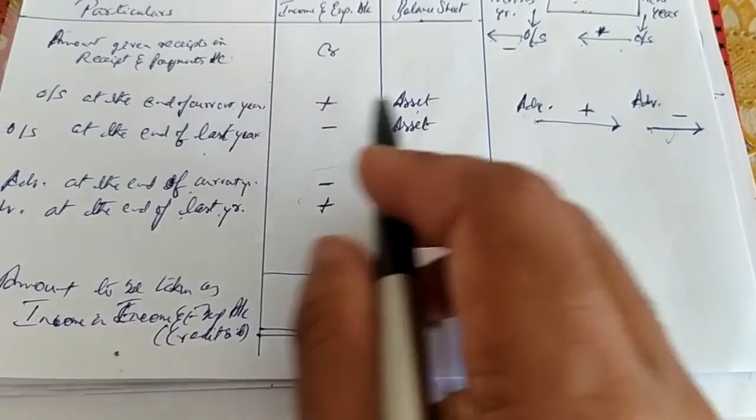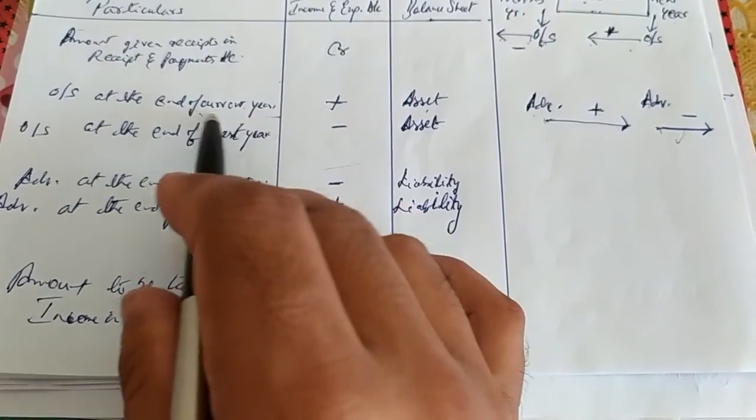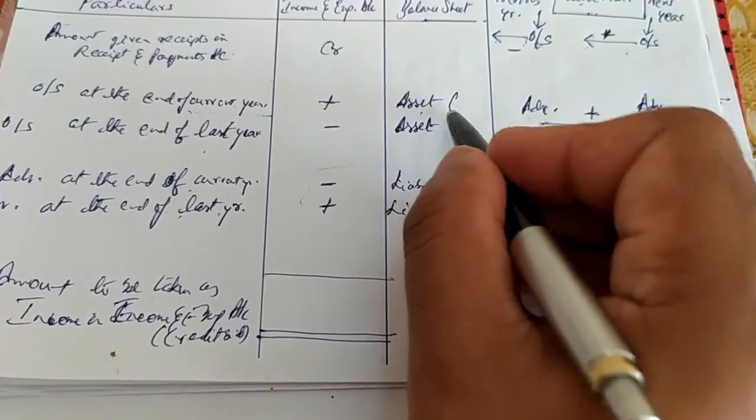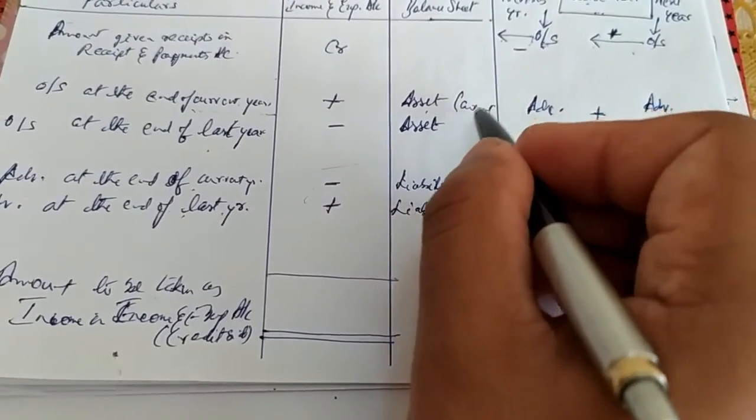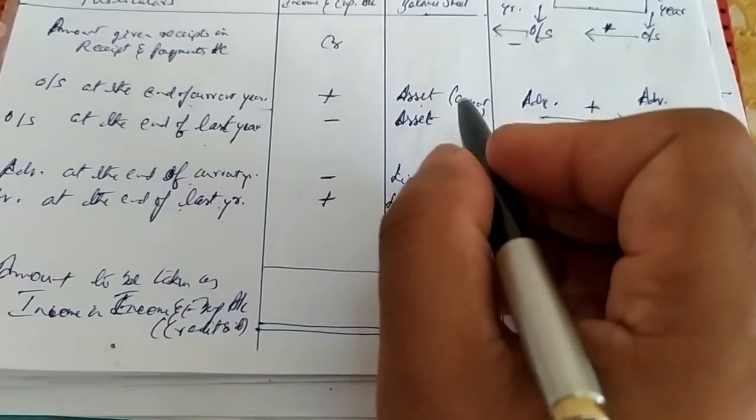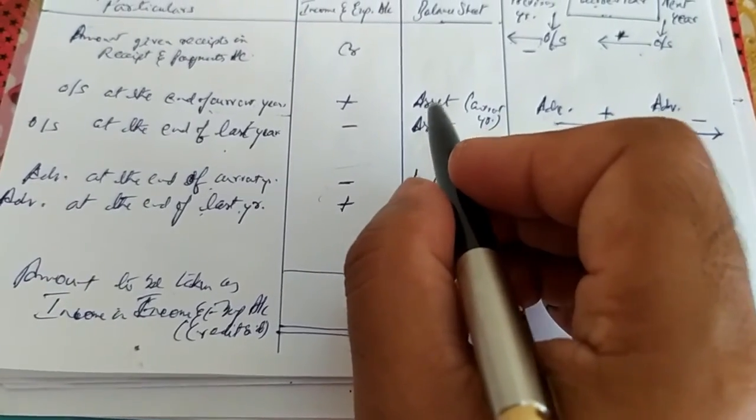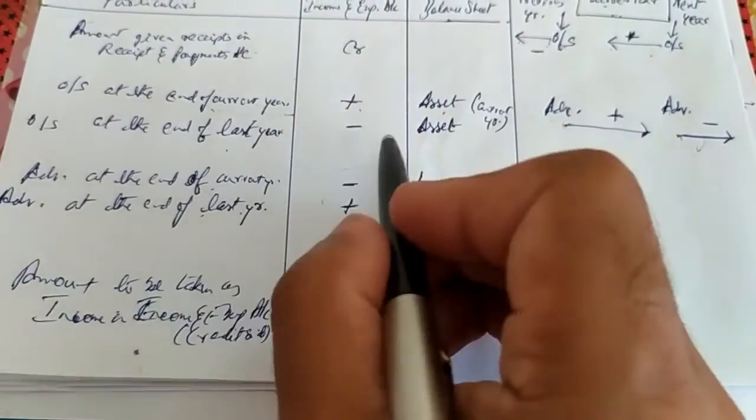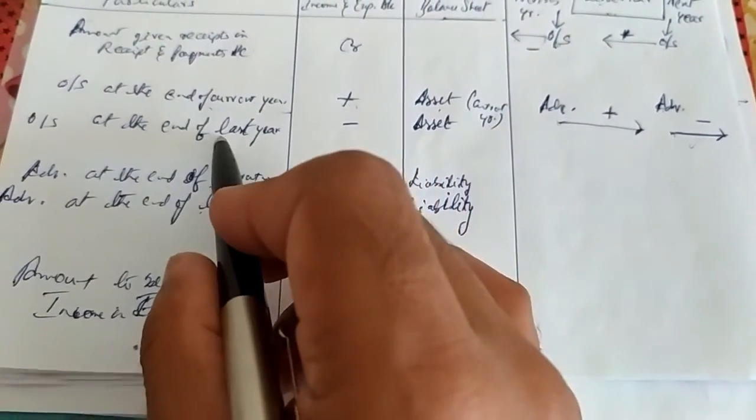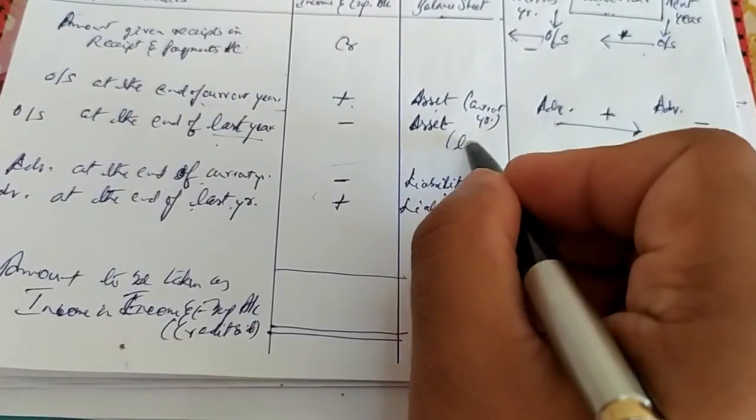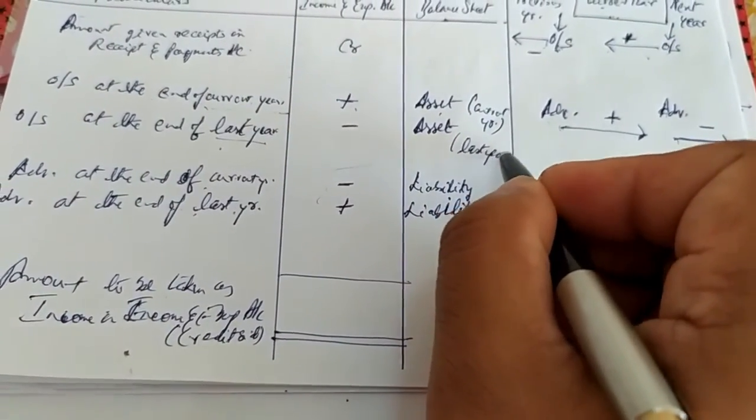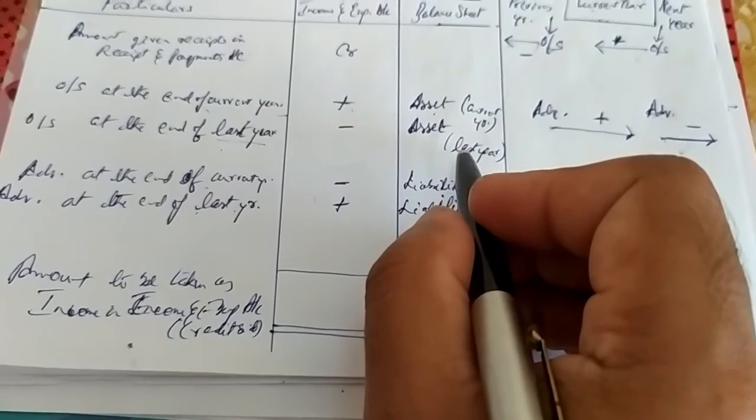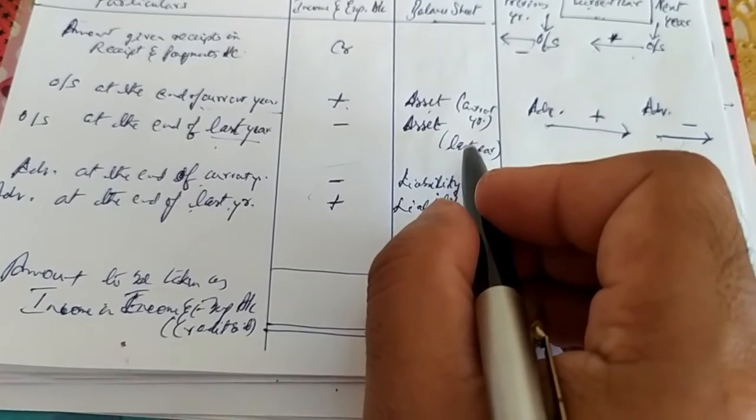So this will be an asset, and this outstanding belongs to the current year, isn't it? So it will be recorded as an asset for the current year. When we prepare the current year balance sheet, then in that balance sheet as an asset you will show this amount. And as this outstanding belongs to the last year, it will be recorded in the balance sheet of the last year. Last year means that opening balance sheet.